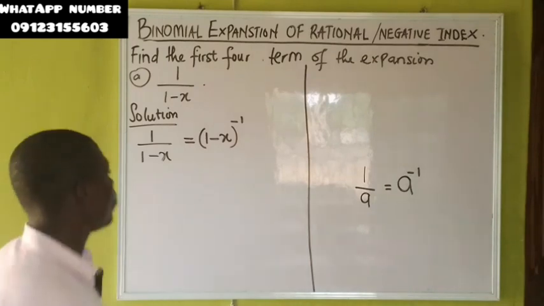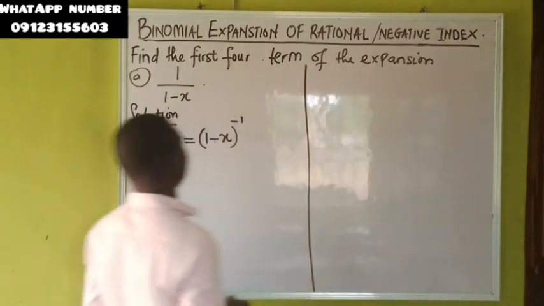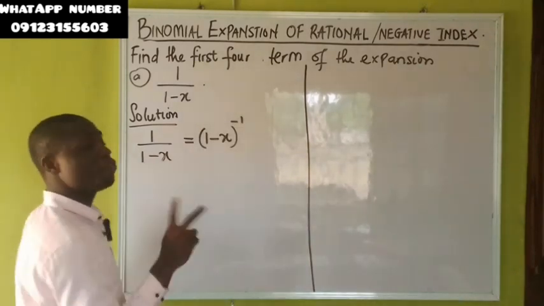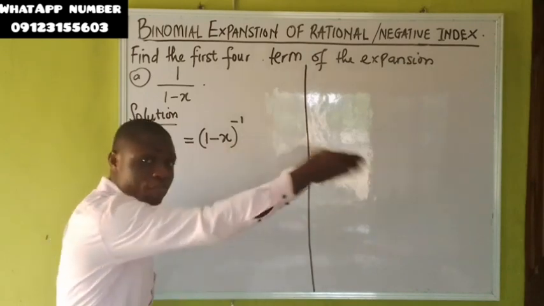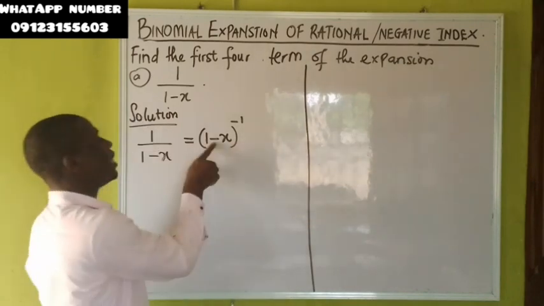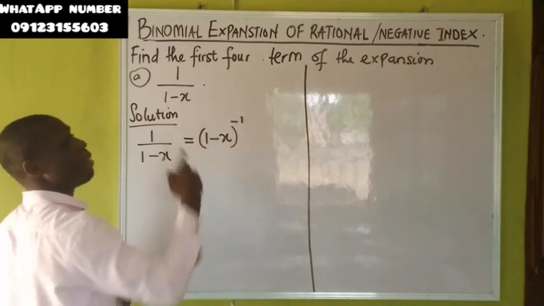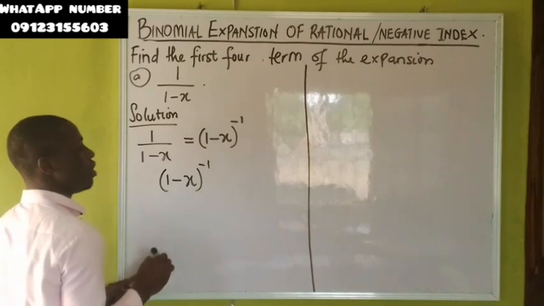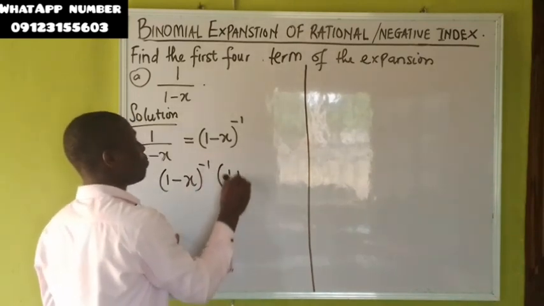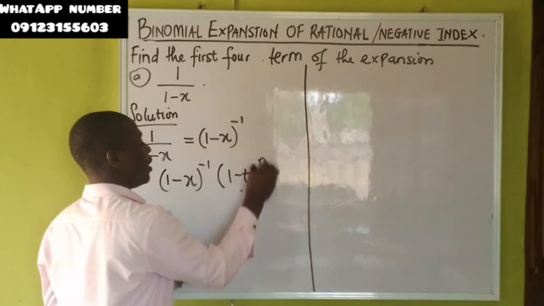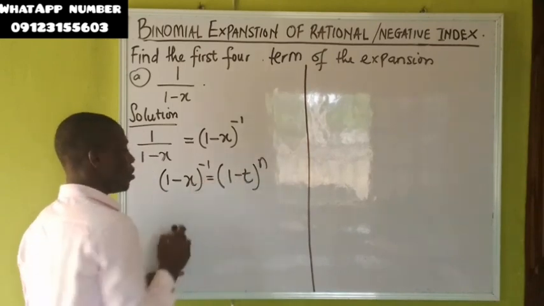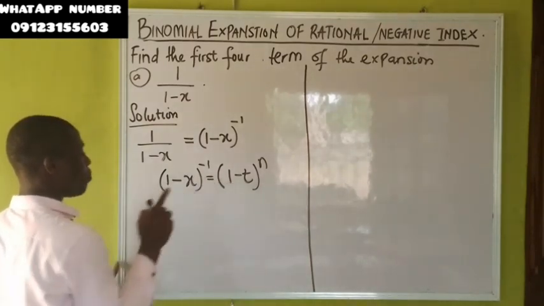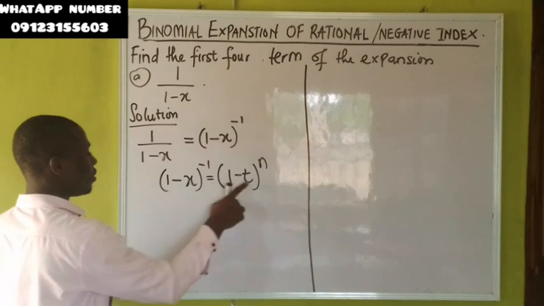So now, what is my next approach? At this point, I have this. I gave you two formulas. The first one is for positive, the other one is for negative, and I'm having negative here. So compare that. I have 1 minus x to the power of minus 1, and for negative, I have 1 minus t to the power of n. So this is for negative 1. Now 1 is to 1, I'm done. T is to n.